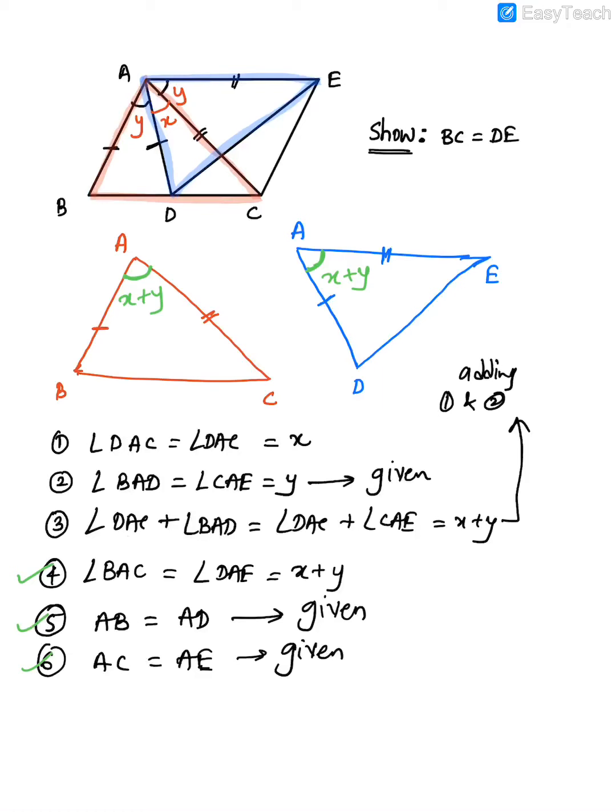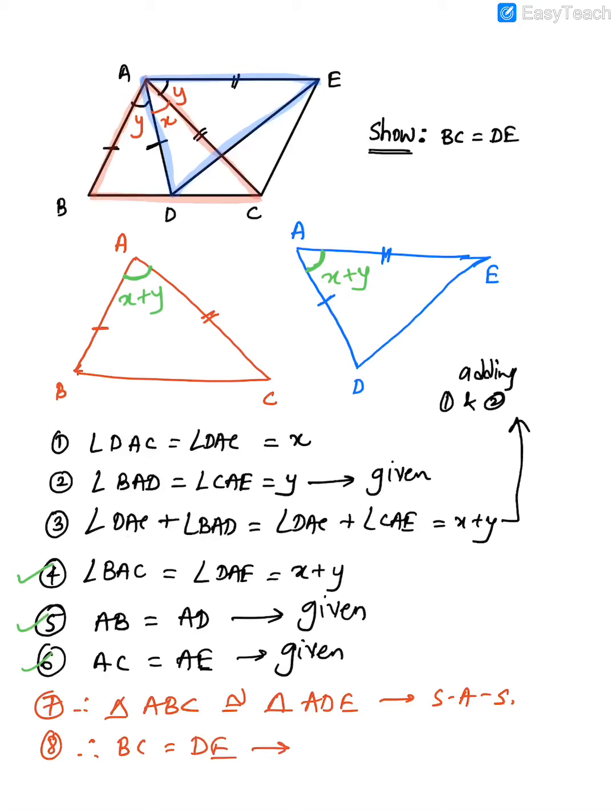Now, 7th statement. Therefore, triangle ABC is congruent to triangle ADE. Reason: SAS test of congruency. Number 8. Therefore, BC is equal to DE. Reason: corresponding parts of congruent triangles. Also, if you notice, when it is BC here, there will be DE here. Look at the sides. It will always be in that correspondence only, guys.